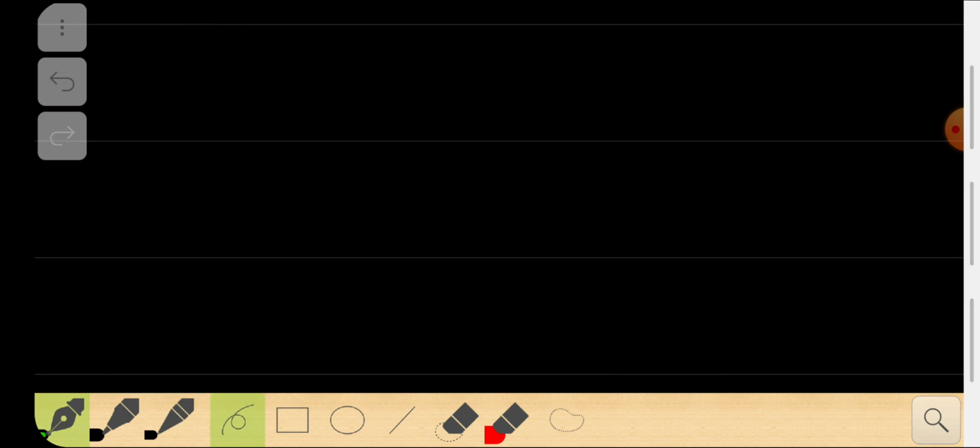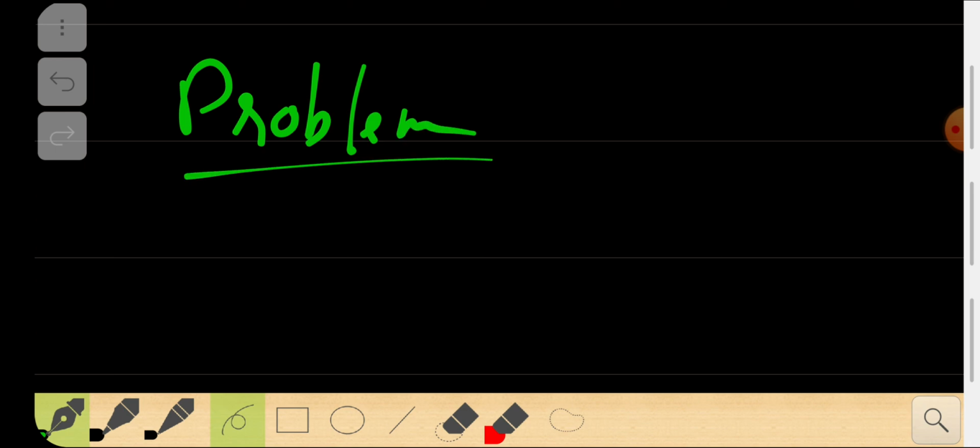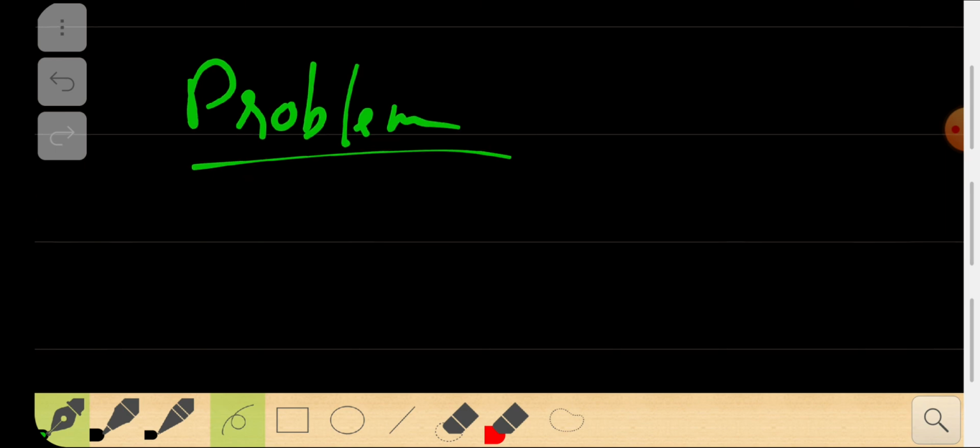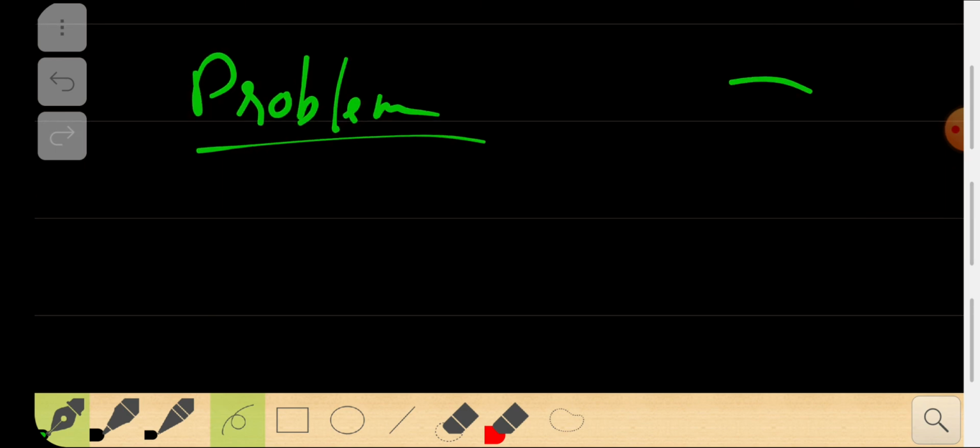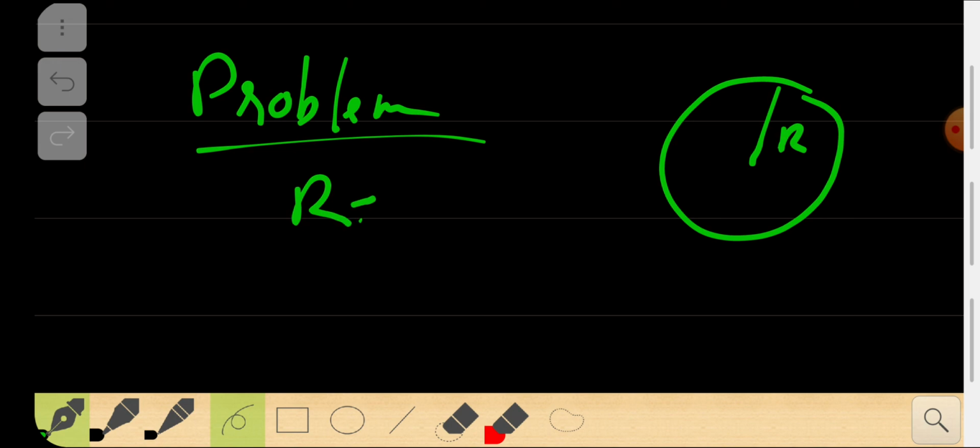So now let's do a problem. Let's say there is a rotatory path with the radius r, and r is equal to some 2 meter.